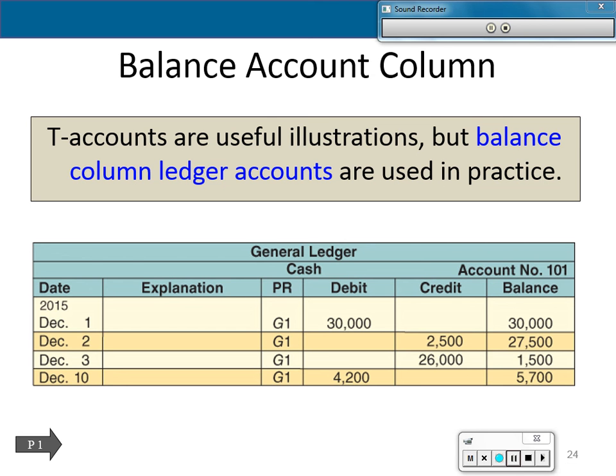December 3rd comes around, we decrease some more by $26,000. So now our running balance is what? $1,500. Then December 10th comes around and we increase it by $4,200. So now we add that to our running balance, which leaves our cash balance at what?